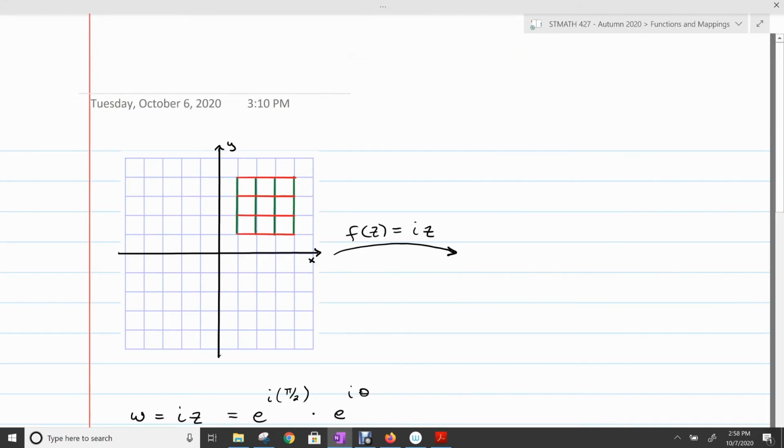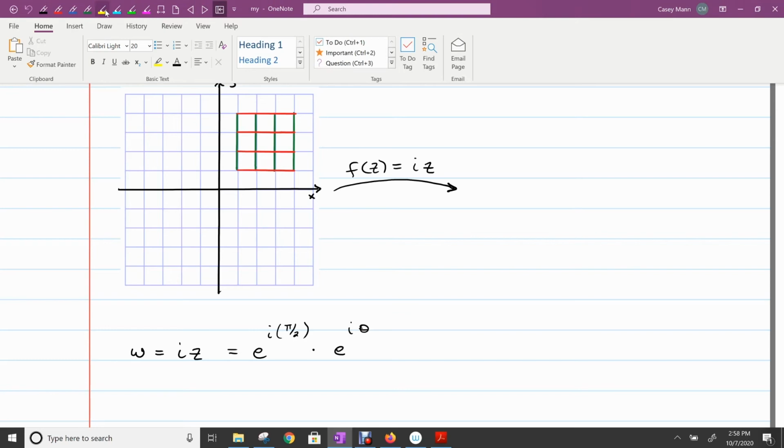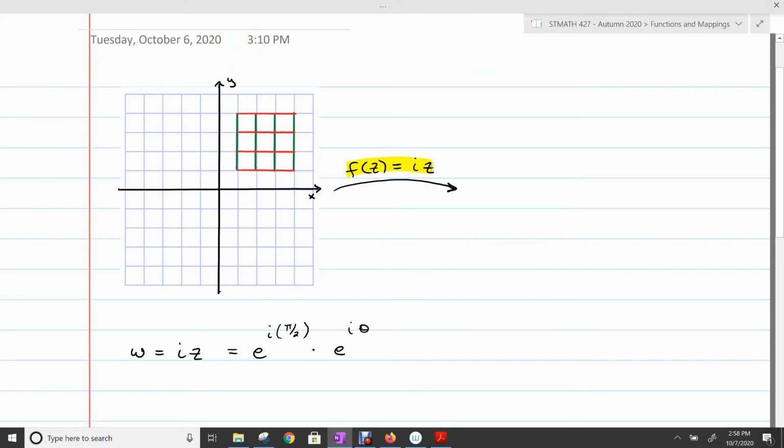Okay, here's an example. So maybe we can work together to figure out what's going on here. So the function is f of z equals i times z. So a very simple function. We're just taking the z and multiplying by i. So what effect does that have on the plane? So I put a little patch up there in red and green. I want to focus on that grid in red and green and see what effect the function had on that patch, that subset of the domain.